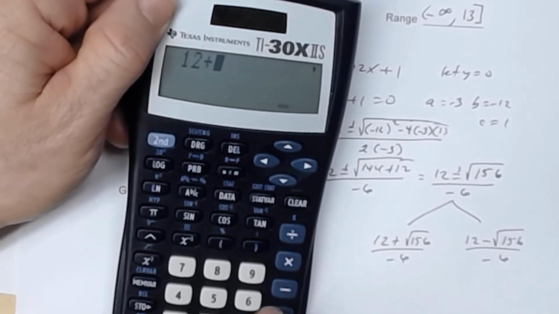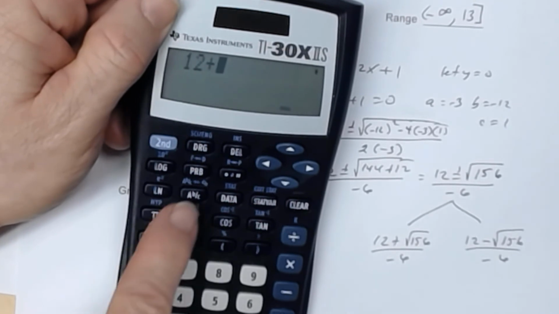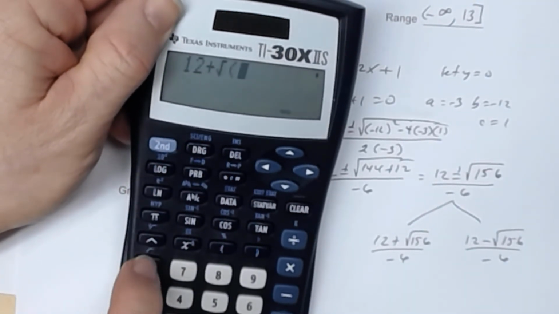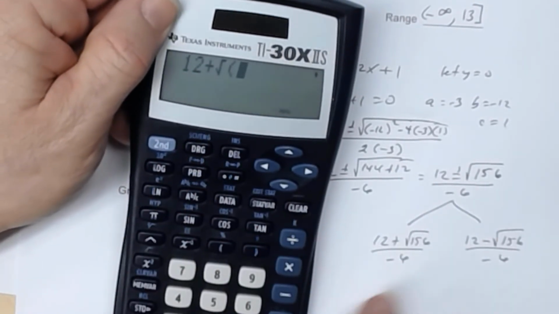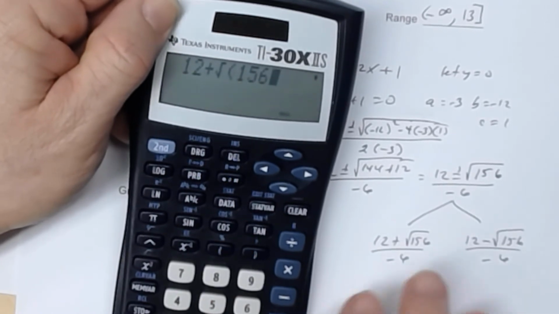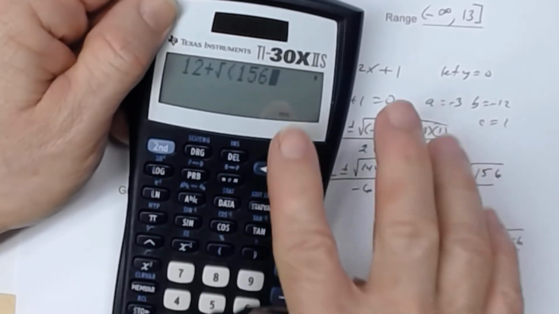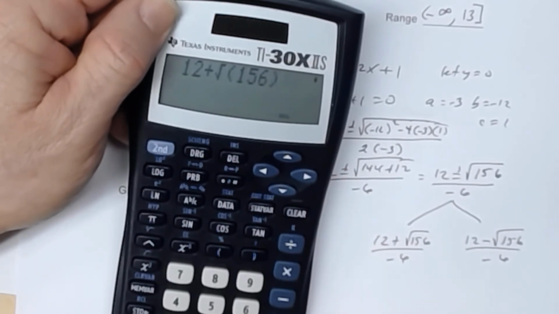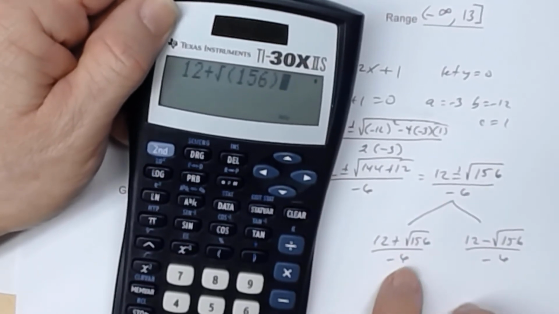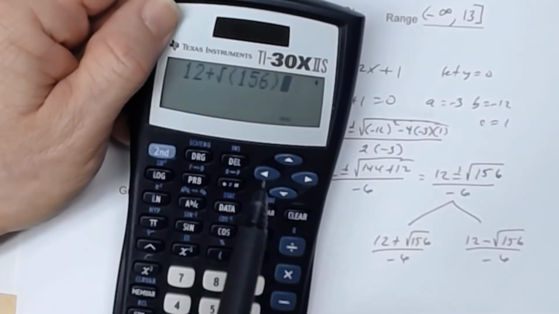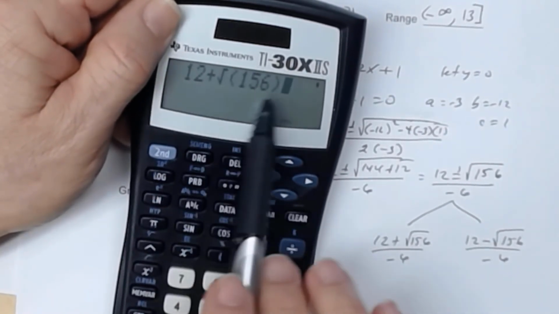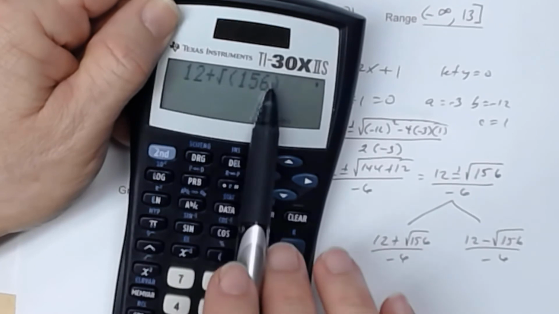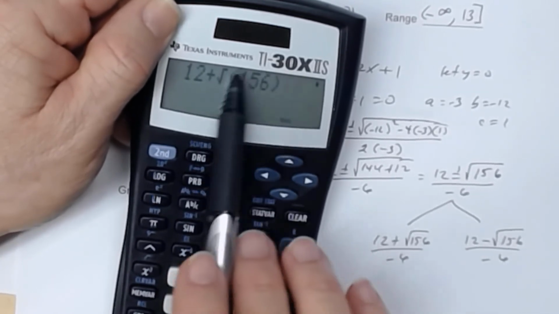12 plus square root, it's right here, so remember how to get to it. And notice to put parentheses there. 156. Since all I'm doing is finding the numerator, you'd have to close it, but just close it if you want to. And then press equal. Now don't press divide. Don't say divide by negative 6, because then you're going to have an error. If you divide by negative 6, the only thing being divided by negative 6 is this square root, this radical right here.